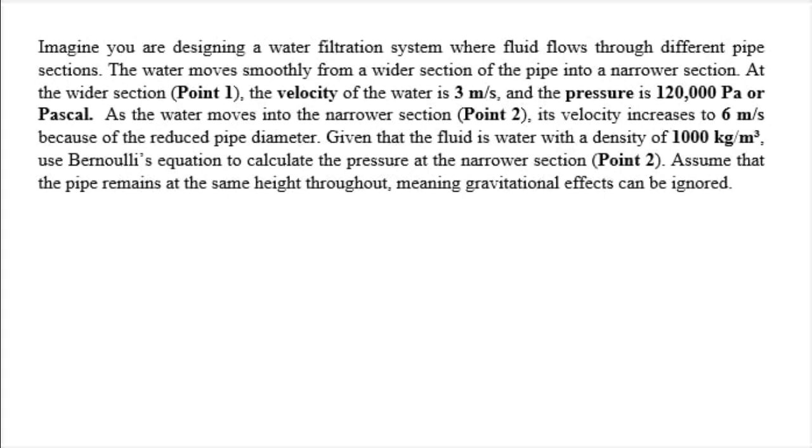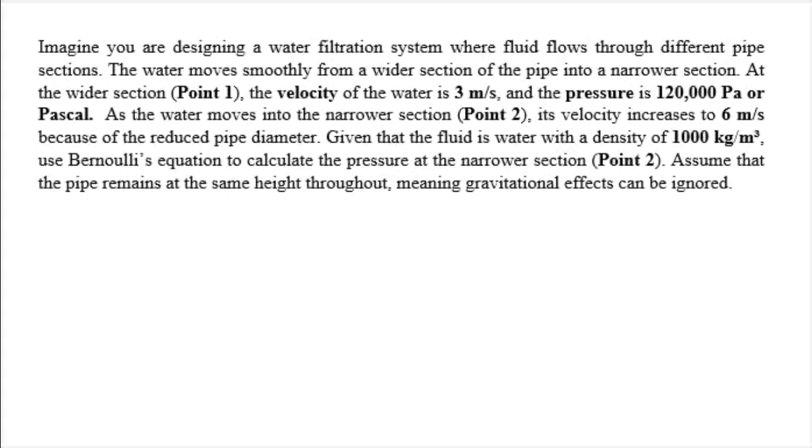Imagine you are designing a water filtration system where fluid flows through different pipe sections. The water moves smoothly from a wider section of the pipe into a narrower section. At the wider section, point 1, the velocity of the water is 3 meters per second and the pressure is 120 pascal. As the water moves into the narrower section, point 2, its velocity increases to 6 meters per second because of the reduced pipe diameter.